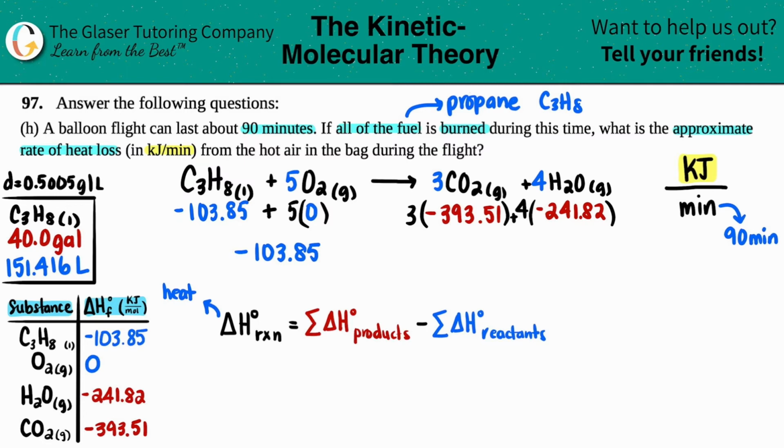No. Okay, now I'm going to do the product. So 3 times negative 393.51 plus 4 times negative 241.82. Okay, cool. And this comes out to be negative 2147.81.